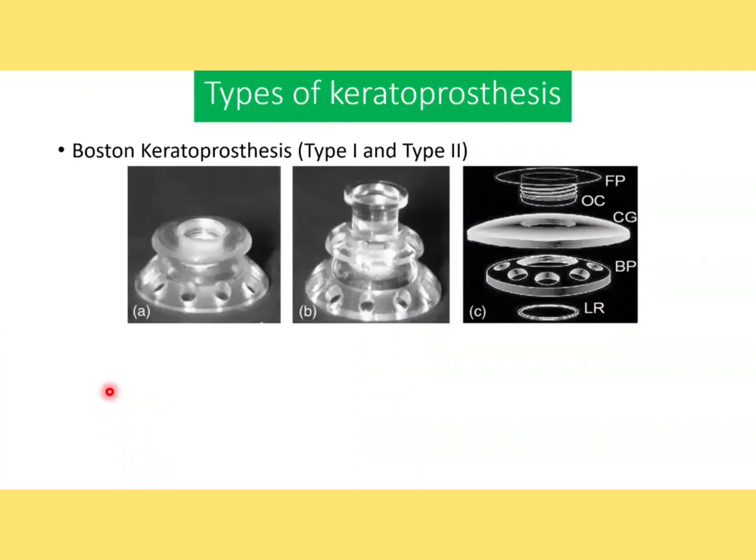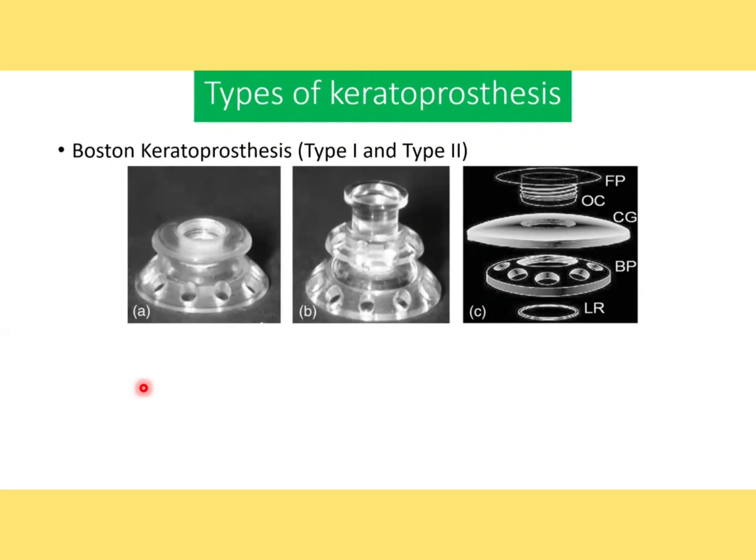So here these are the types of keratoprosthesis. There are basically three types of keratoprosthesis. I will start discussing one by one. Okay, so this is the first type of keratoprosthesis. This is Boston keratoprosthesis. This Boston keratoprosthesis is of two types.